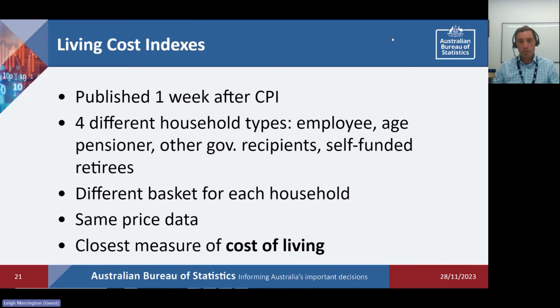So yeah, it's quite a simple thing to produce if you have that weighting information for each household. And just a final point on this, the CPI is not a measure of cost of living. Its purpose is a measure of inflation. The living costs are the closest thing that the APS produces to a cost of living index. It's not quite a cost of living measure, but it's the closest thing that there is. So if you're discussing cost of living, the living cost index is one to look at.